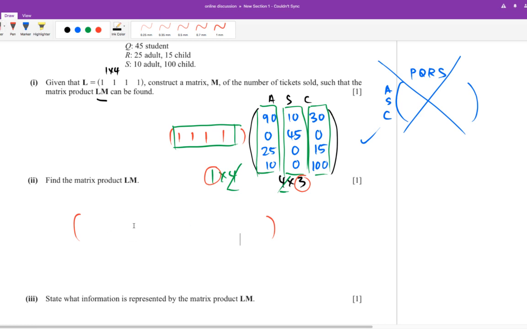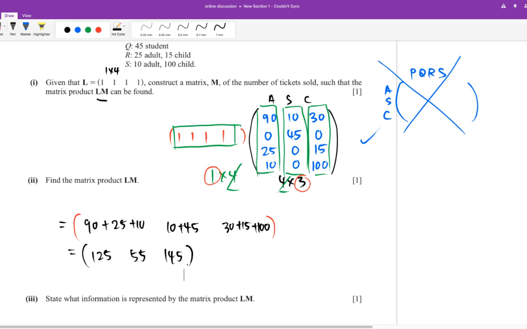Then I will just do some multiplication. 1 multiply 90, which is 90. 1 multiply 0, which is 0. 1 multiply 25, 1 multiply 10. Done the first one, and then I'll go for the second one. Basically you understand it's just adding them together. It's very easy. And then go for the last one. It's 30 plus 15 plus 100. Alright, because it's just 1 mark, it shouldn't be too difficult. 125, and then you have 55, and then you will have 145.